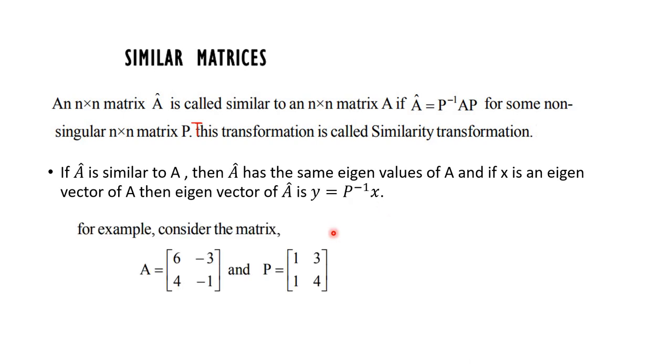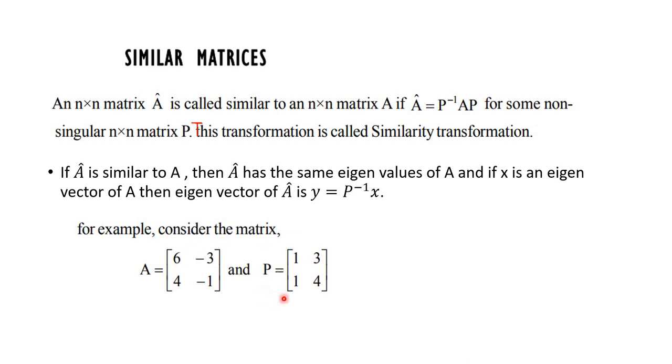We check this condition by using an example. Consider the matrix A equal to 6, minus 3, 4, minus 1 and P equal to 1, 3, 1, 4. This matrix P is a non-singular matrix since its determinant is 1 into 4 minus 1 into 3, so 4 minus 3 is 1. So we take A cap equal to P inverse AP. We find the inverse of this matrix and then multiply it with A and then P.